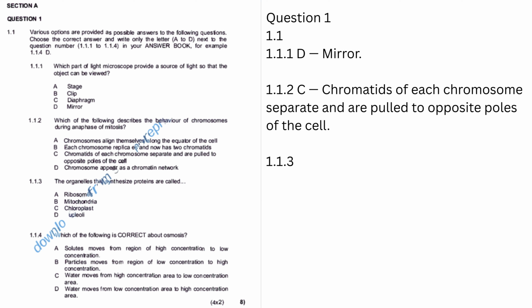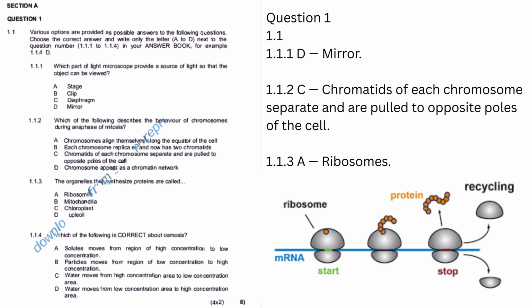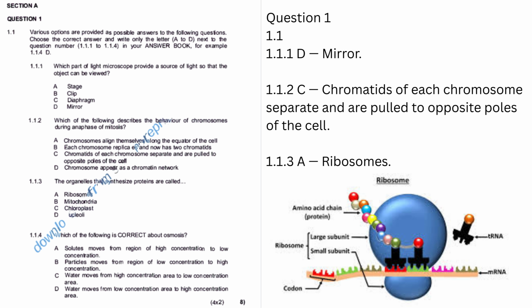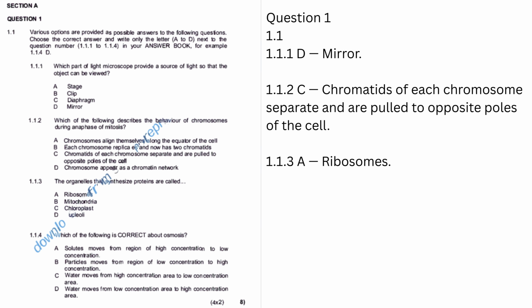Question 1.1.3. The organelles that synthesize proteins are called? The answer is A, ribosomes. The reason is ribosomes are basically the cell's protein factories. Anytime you see the word synthesize, that just means to make. And if you see protein in the same sentence, your brain should immediately go protein making. That's ribosomes. Simple connection, no overthinking.